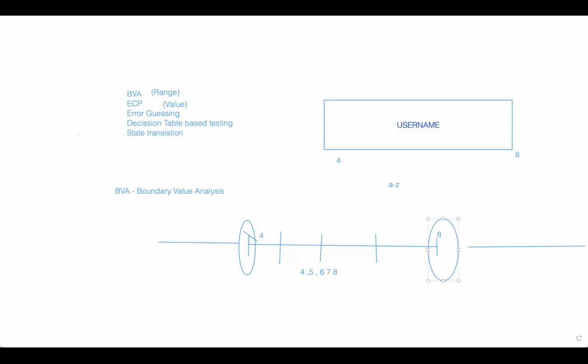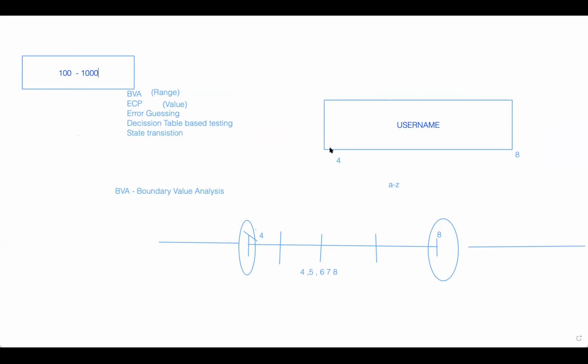Okay, now let's say one more example, a number field. For BVA, we'll take one more field. This is a number field, and the minimum is 100 and the maximum is 1000. Okay, guys, you have to tell me about this, then the test cases.